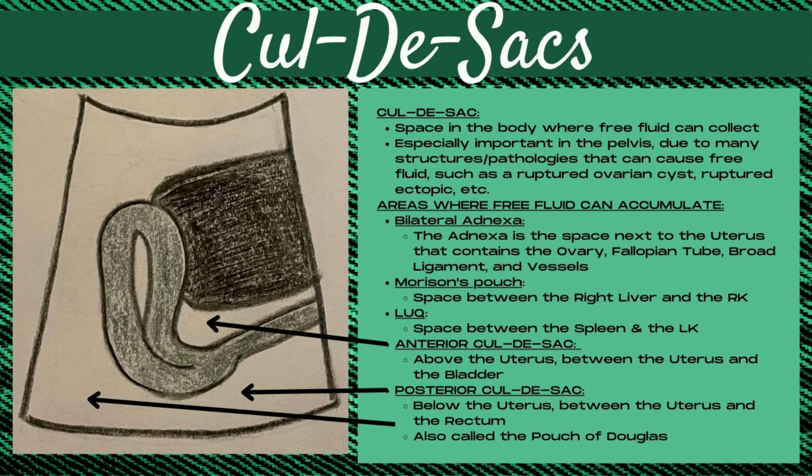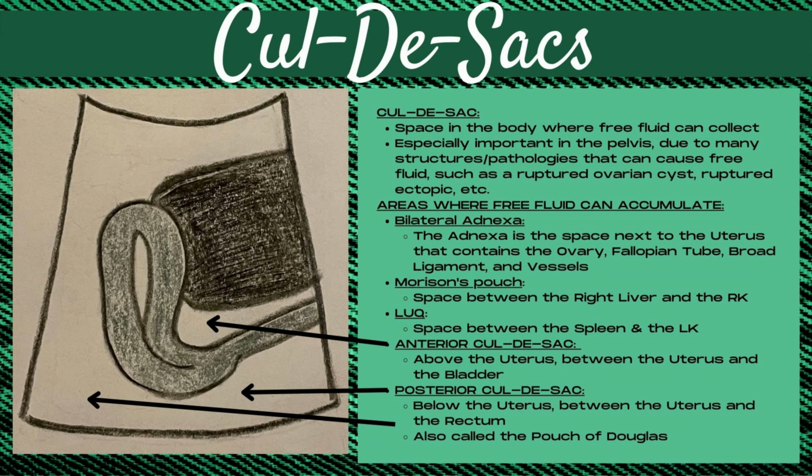A cul-de-sac in the body is a space in the body where free fluid can collect, and this is especially important in the pelvis due to many structures or pathologies that can cause free fluid, such as a ruptured ovarian cyst, a ruptured ectopic pregnancy, etc. So let's talk about some of the areas where free fluid can accumulate.